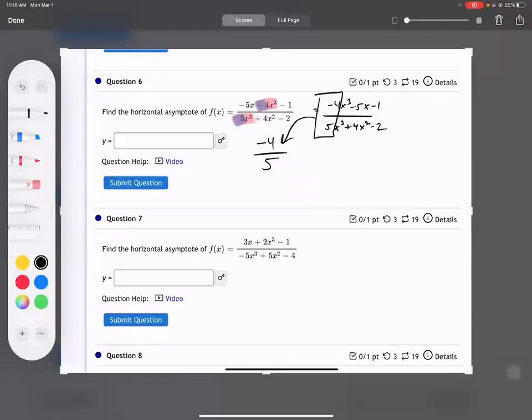Look at the second problem here. Same idea. Look at the largest exponent. This is 2 over negative 5. Automatically, I can see that the horizontal asymptote is going to be 2 over negative 5.